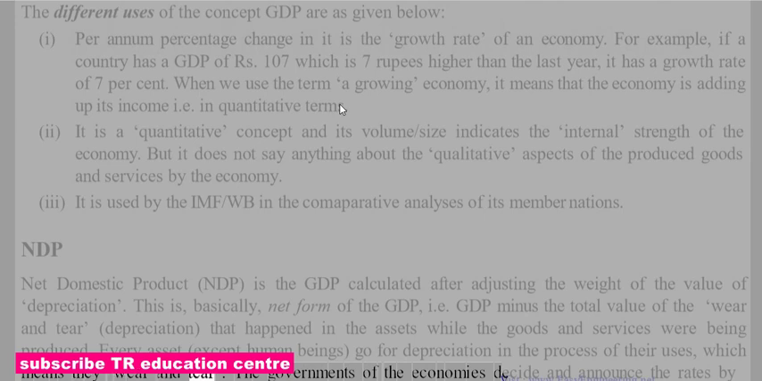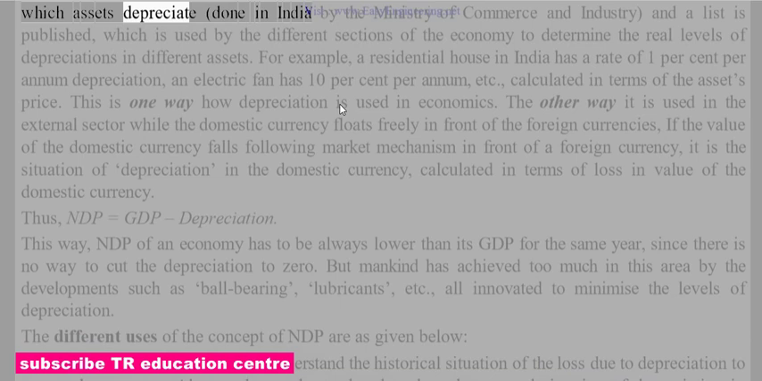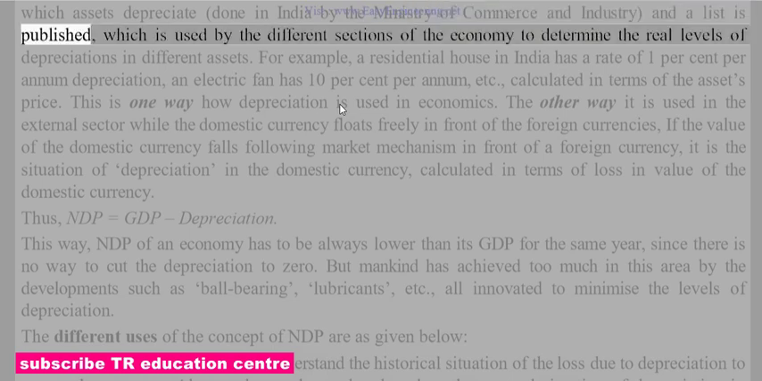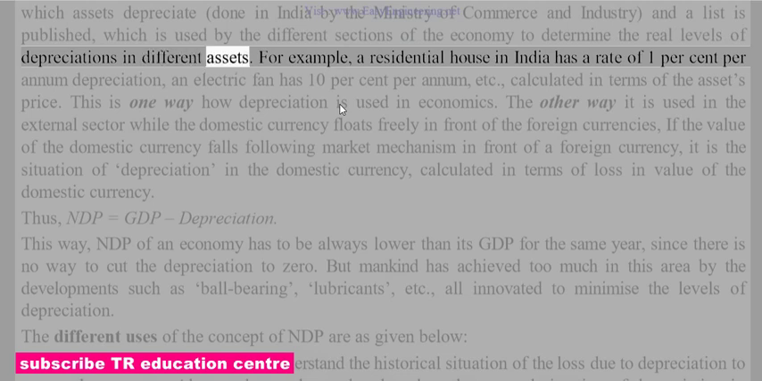The governments of the economies determine the rates by which assets depreciate. In India, the Ministry of Commerce and Industry does this, and a list is published, which is used by the different sections of the economy to determine the real levels of depreciation in different assets.